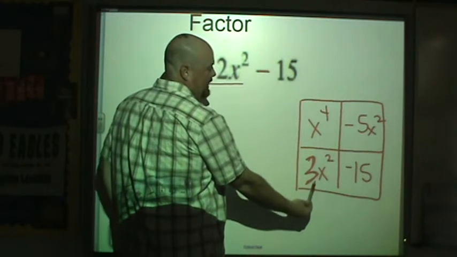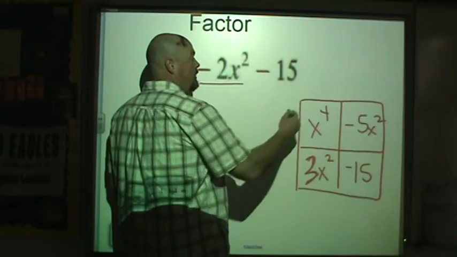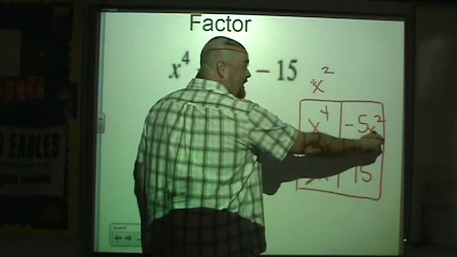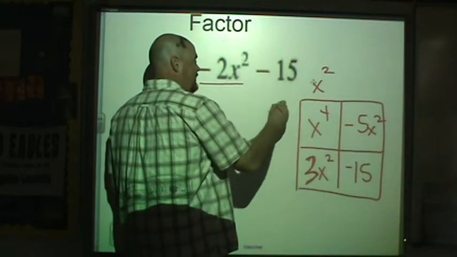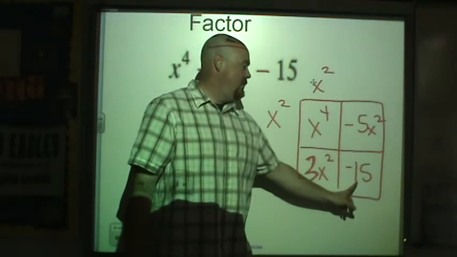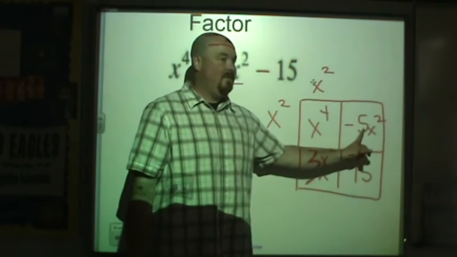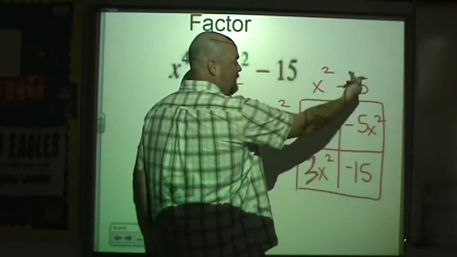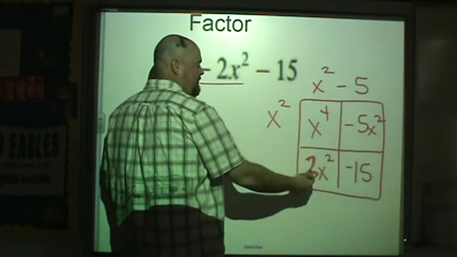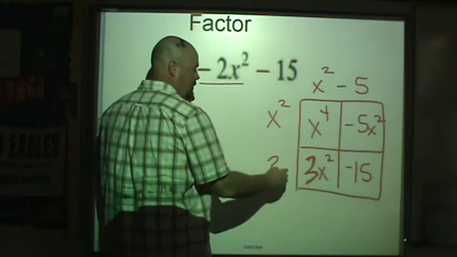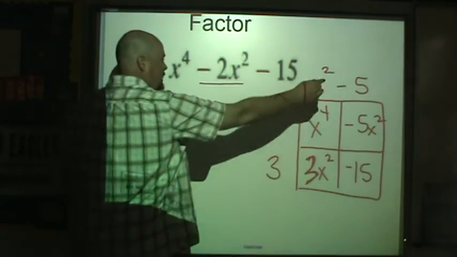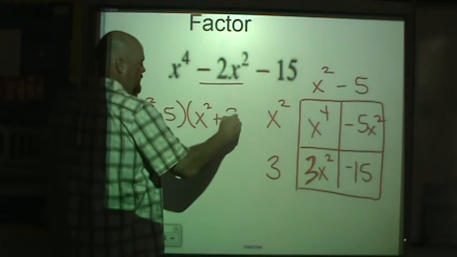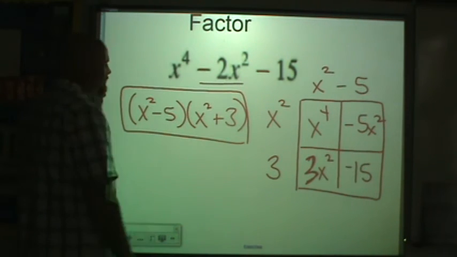What is the common factor of 3x squared and x to the 4th? X squared. What is the common factor of negative 5x squared and x to the 4th? X squared. What is the common factor of negative 15 and negative 5x squared? Negative 5. They're both negative, so I'm pulling a negative out. What is the common factor of negative 15 and 3x squared? That's the 3. So here I get my two binomial factors: x squared minus 5, x squared plus 3.